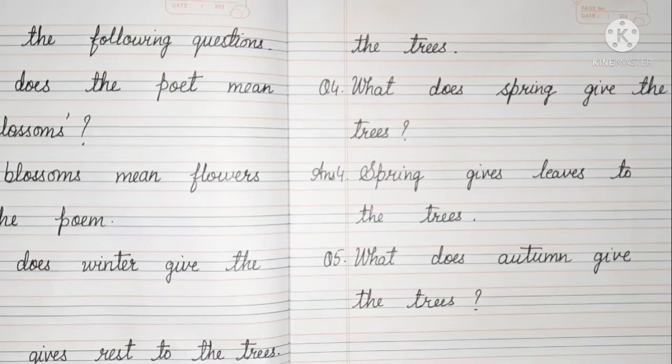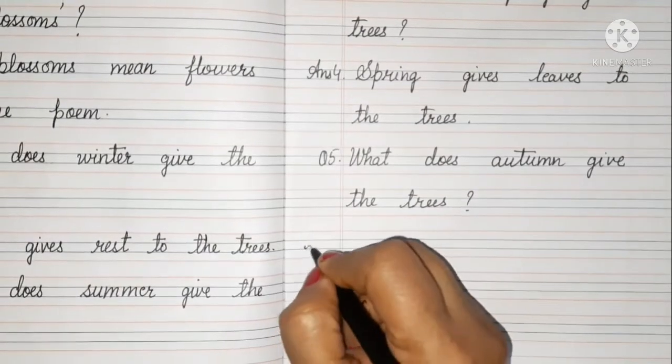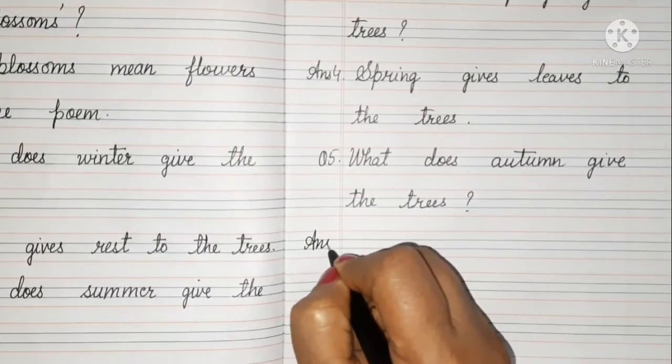Children, question number 5 is, what does autumn give the trees? Autumn gave luscious fruits to the trees. Answer is, autumn gives luscious fruits to the trees. Let's write the answer. Answer 5.